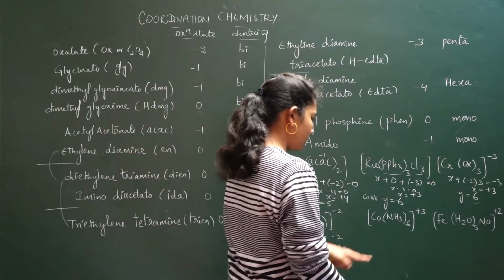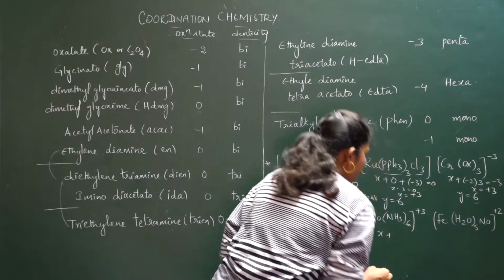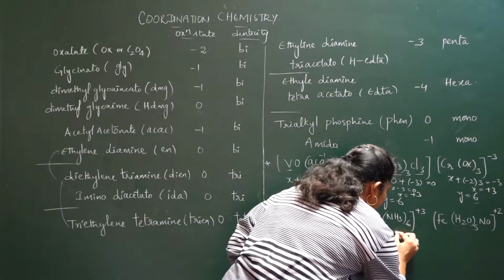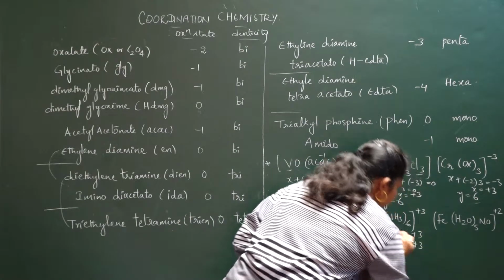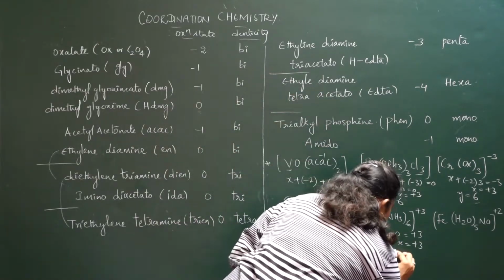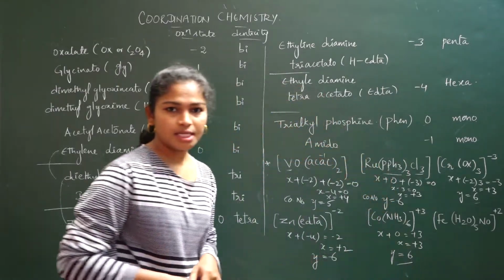Now this is a simple compound. See here, cobalt. Ammonia is a neutral ligand, so 0 is equal to X, and the oxidation state will be +3. And the coordination number: how many ligands are there? 6 ligands. Coordination number is 6.